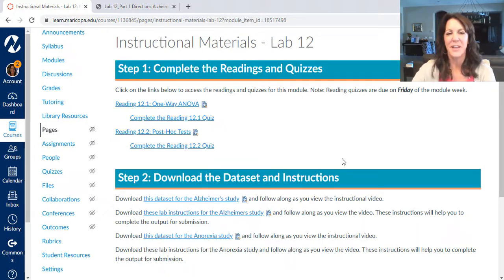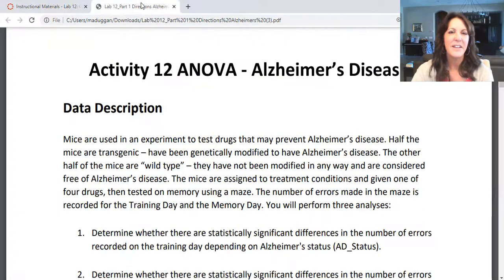Let's take a look. First of all, make sure that you've downloaded the data set and then download the lab instructions as well, and I've done that. So here are the lab instructions. First, let's talk about what this study is all about.